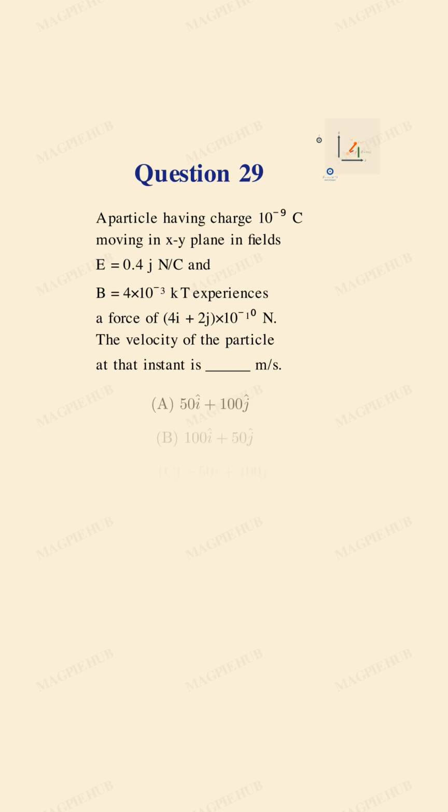The options are A, 50 i-hat plus 100 j-hat. B, 100 i-hat plus 50 j-hat. C, minus 50 i-hat plus 100 j-hat. D, 50 i-hat minus 100 j-hat.